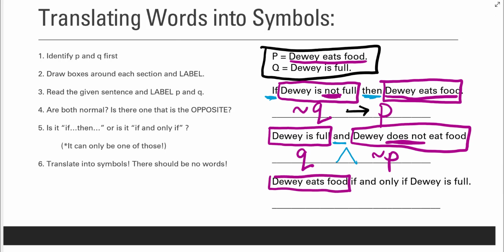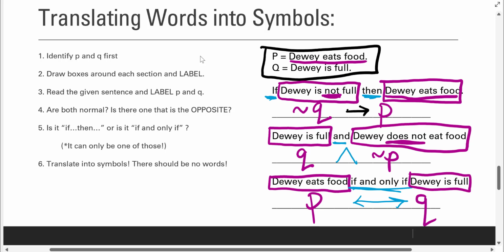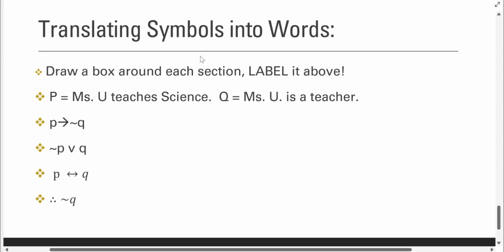Dewey eats food. What letter is that? That's the letter P. If and only if is arrows in both directions. And then Dewey is full. That's going to be Q. And that's also biconditional. So this is how you translate words into symbols.